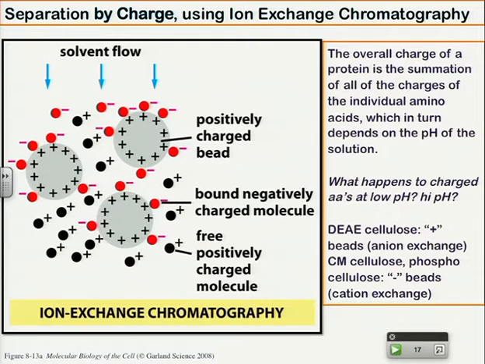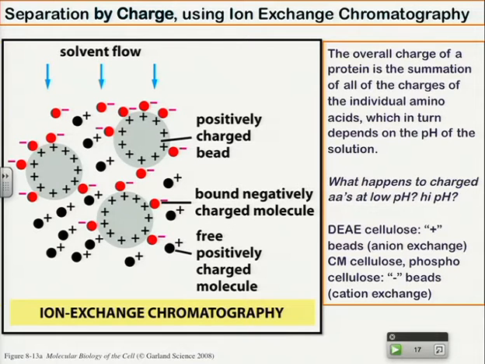And the charge of the protein itself can depend on the pH of the solution that the protein is dissolved in. So you can make your protein be uncharged, have a positive charge, or have a negative charge, and then your protein will either bind to the column or not bind to the column, depending on whether or not there's an ionic attraction.